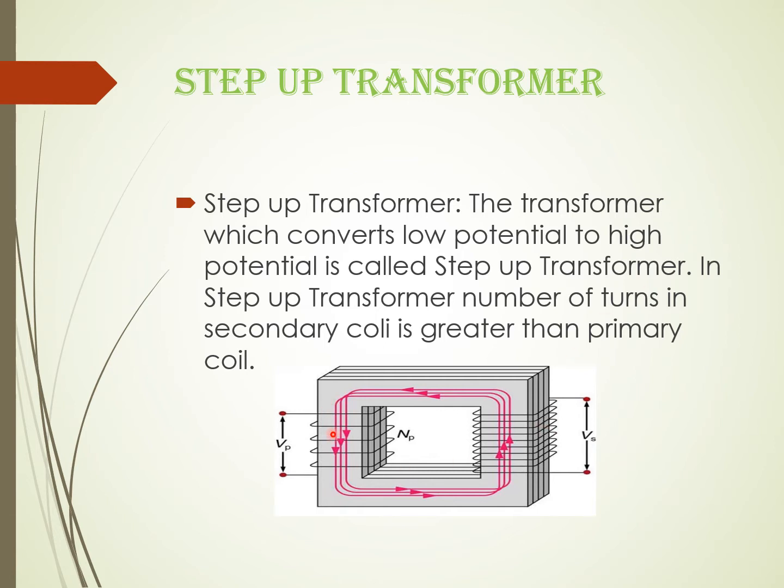Here, a simple diagram of transformer is shown and we can observe this is the primary coil whereas this is the secondary coil. The number of turns in the primary coil is less and is denoted by NP. The number of turns in the secondary coil is more and it is denoted by NS. So this is the case in step-up transformer. Number of turns in primary is less and number of turns in secondary is more.